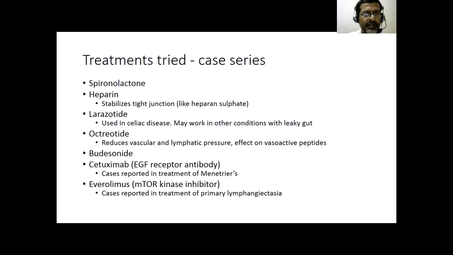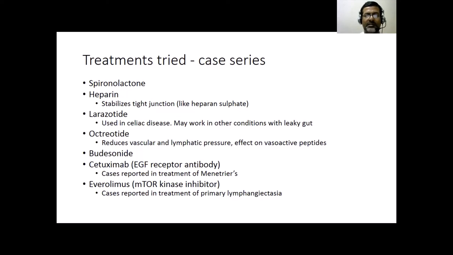There are various treatments that have been tried in case series, spironolactone to control the fluid retention. Heparin has been used where it's thought to stabilize the tight junctions. Lanreotide, which is also a drug that has been tried in celiac disease, may work in other conditions with a leaky gut like SLE. Octreotide is probably the one that I've used most often. It reduces lymphatic and vascular pressure. The advantage of octreotide is you can try it at smaller doses initially, and if it works, you can put the patient on a monthly depot injection of octreotide.